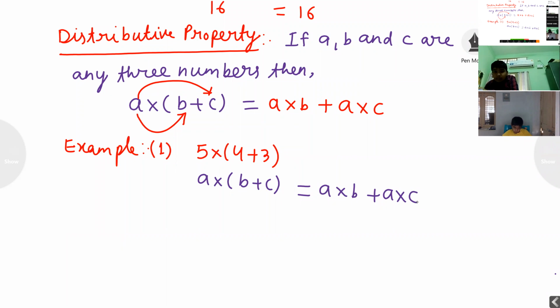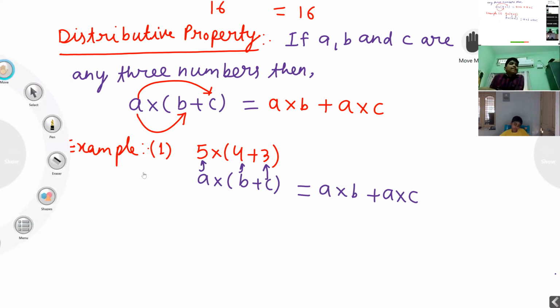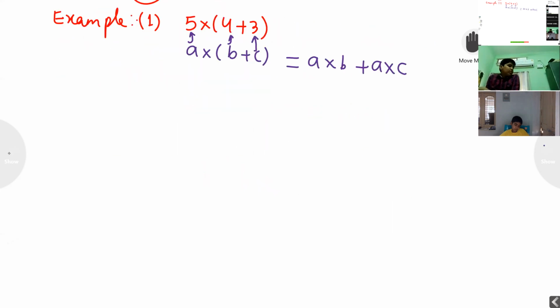Now in this question you are observing, students, the value of A is 5, the value of B is 4, the value of C is 3. Now I want to substitute these values in the given property. Then I want to check whether LHS is equal to RHS or not. Okay, I want to verify.